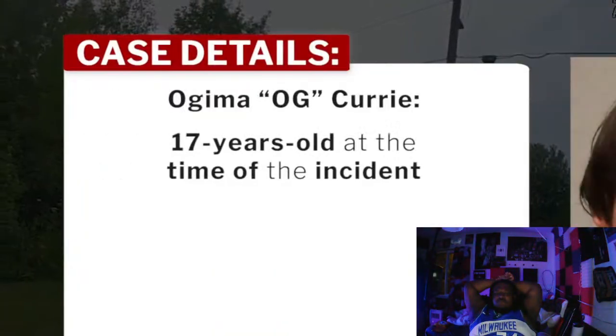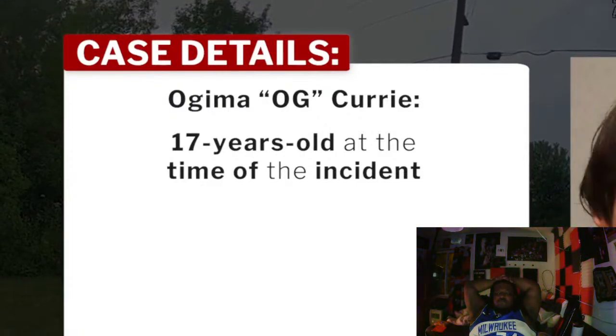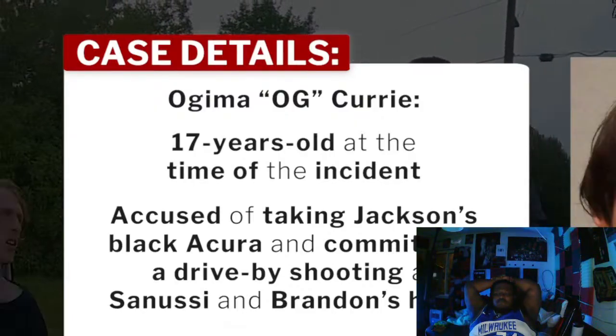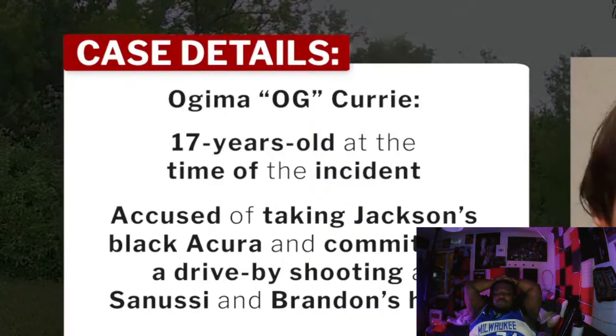From this incident, several court cases unfolded. The first we will go over is Ogima Curry, or OG, who was arrested several months later. Though he was 17 years old at the time of the incident, he was 18 at the time of his arrest and was tried as an adult. He was accused of taking Jackson's car after dropping Caleb off at the hospital, returning home to retrieve a gun, and traveling to Sanusi and Brandon's residence to commit a drive-by shooting towards their home in retaliation.